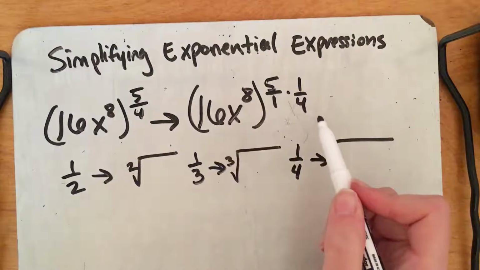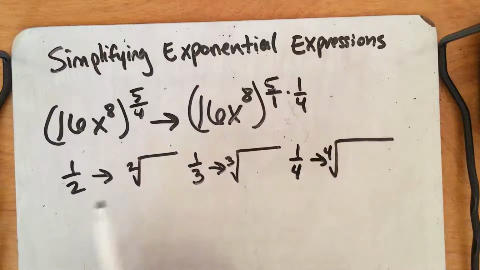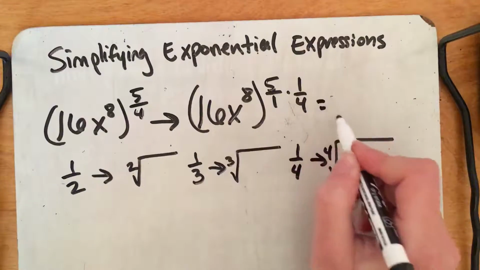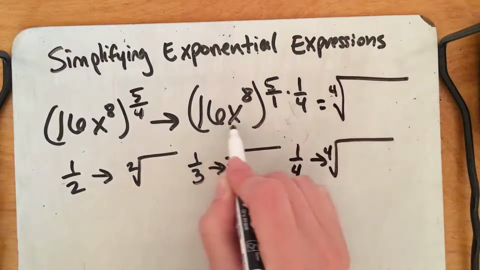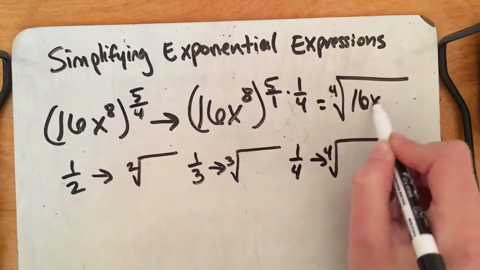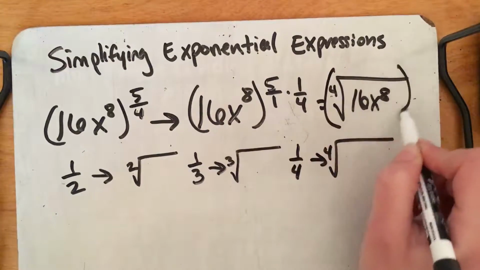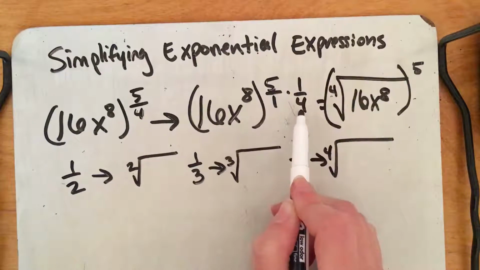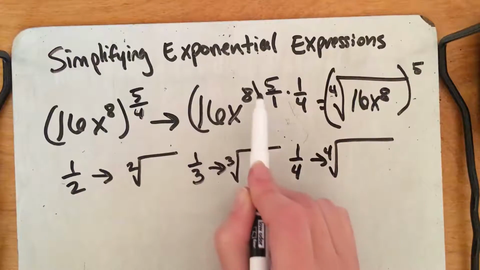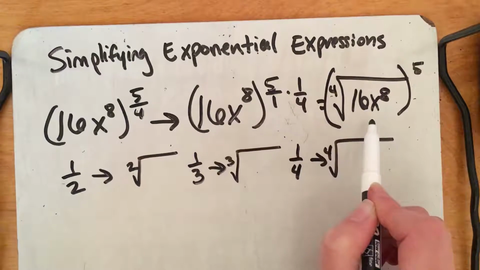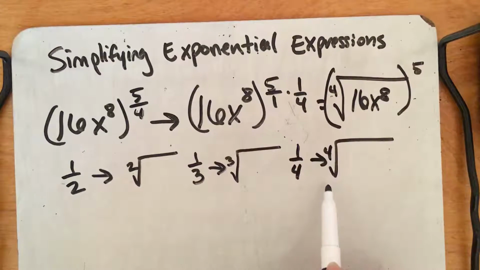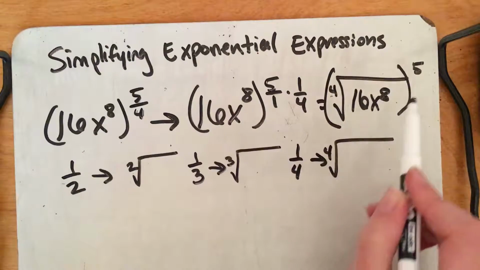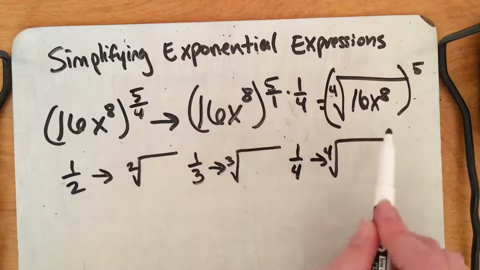So I'm going to rewrite this one more time. I should have written that in purple or something else, but I'm going to rewrite this as the 4th root of this stuff inside the parentheses, 16x to the 8th, and then all of that to the 5th power. So basically I just flip-flop the order of these exponents, and instead of writing this stuff to the 1/4, I wrote the 4th root of this stuff, because the 1/4 exponent means the same as the 4th root. So now we're going to work with this piece right here.